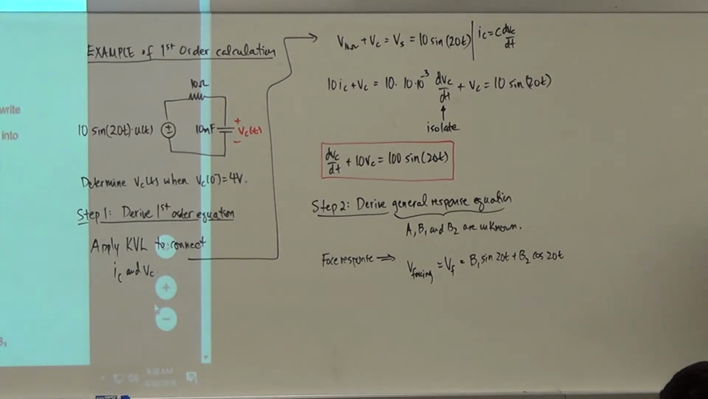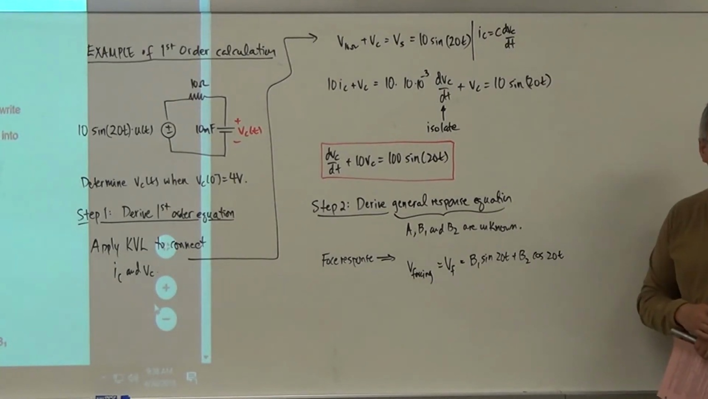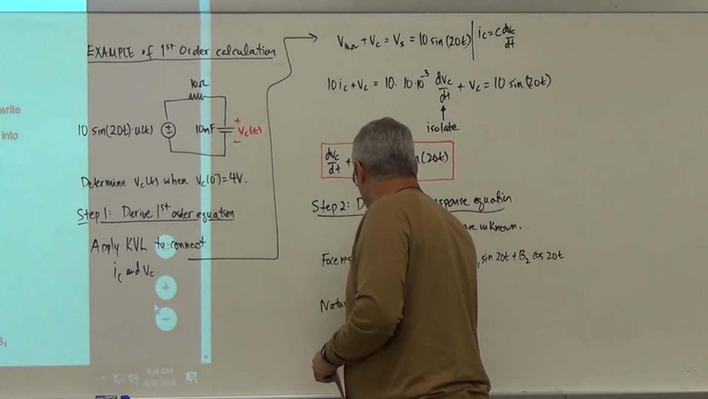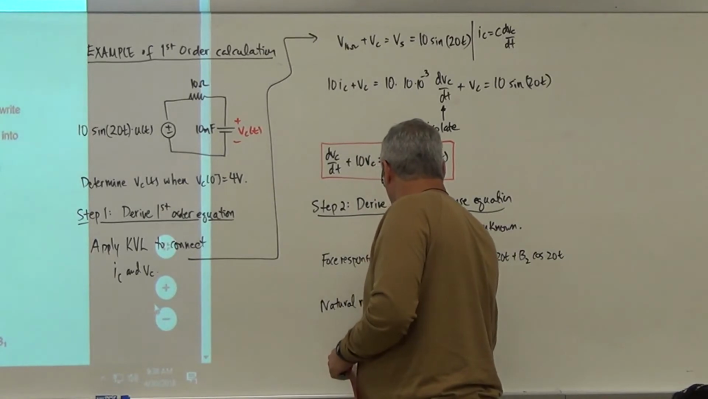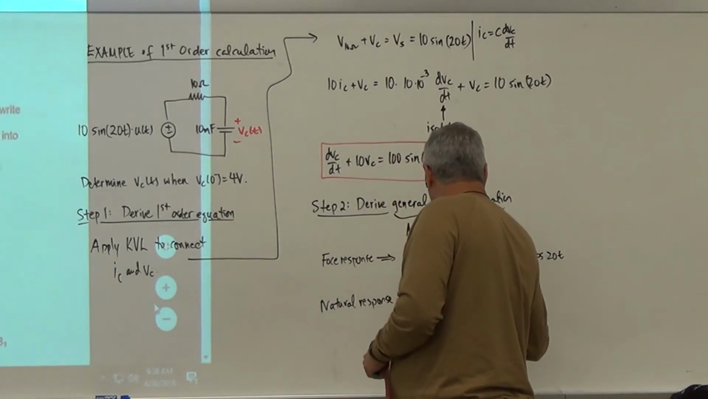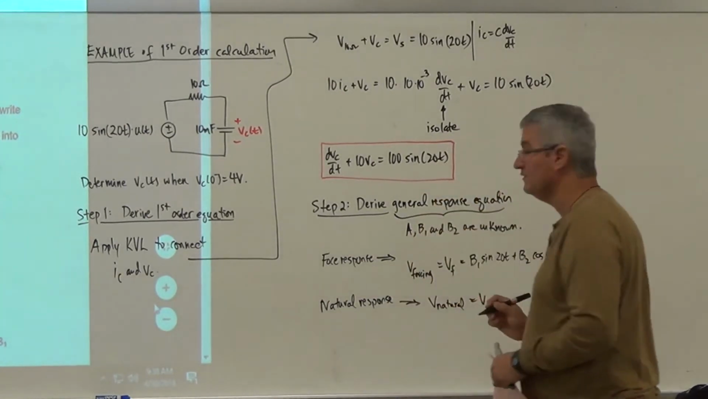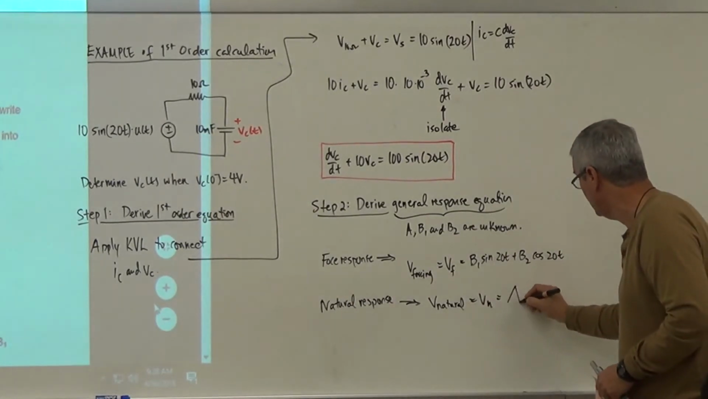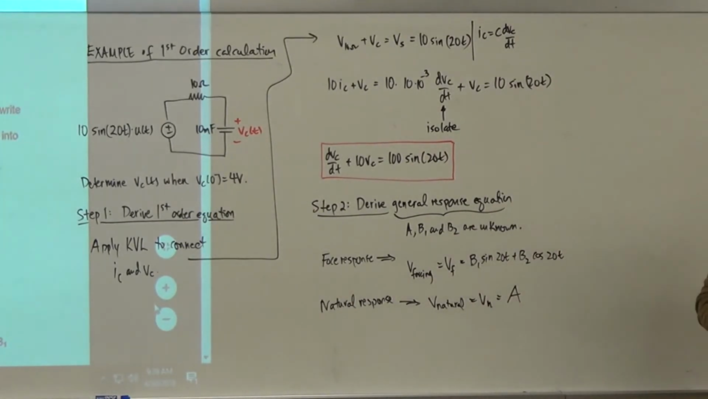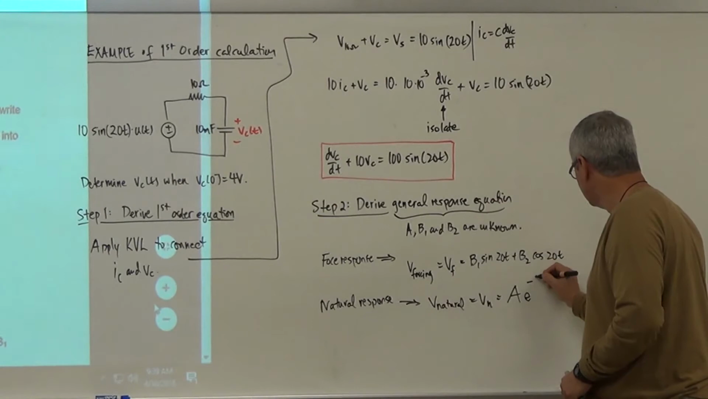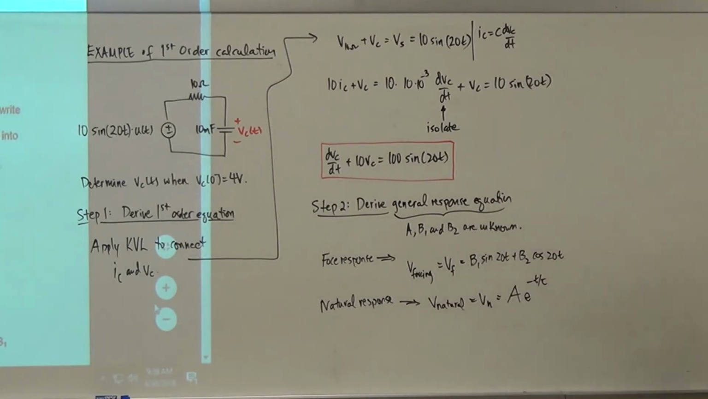So if I look at the natural response, I typically symbolize that with the constant A. What we're seeing here is that you get the following thing. It's got to be a constant A, and from constant sources, we know that the natural response is a constant A, and then we get e to the minus t over tau. But we know what tau is.